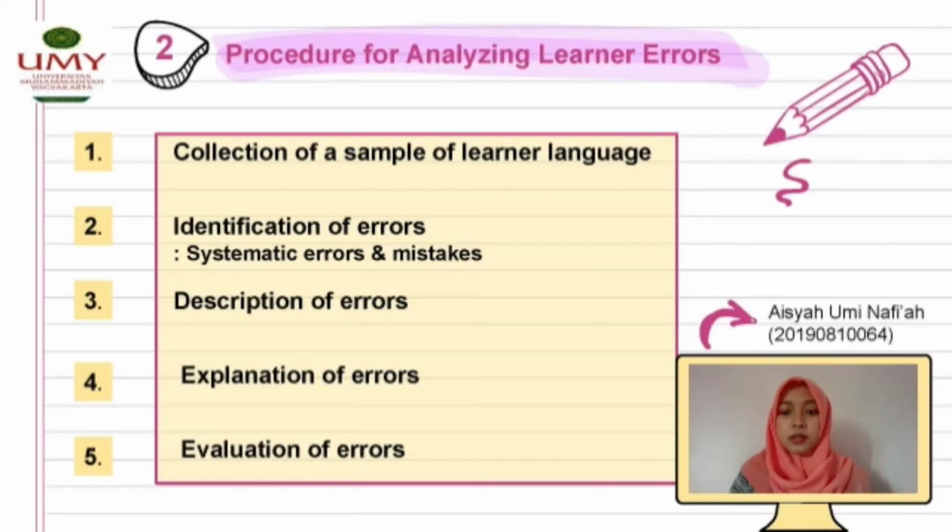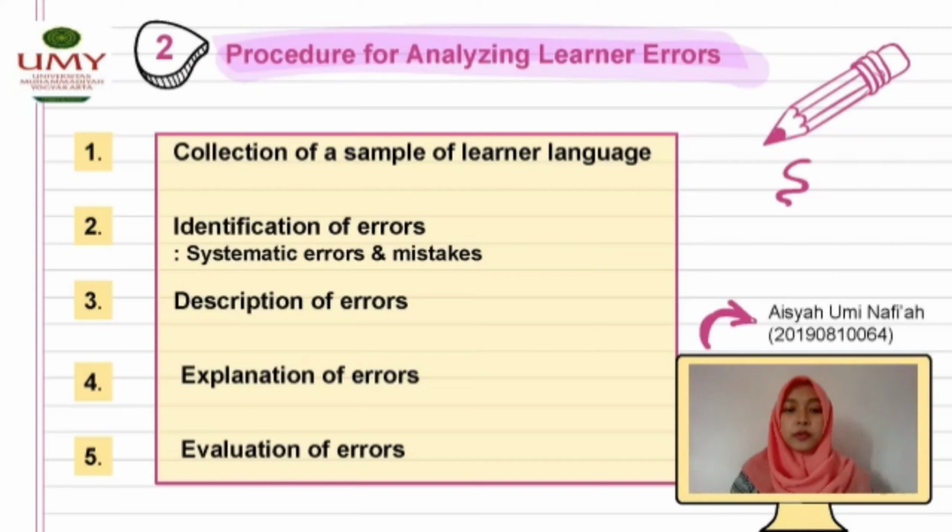The two things that most often result in errors are interlingual and intralingual. Interlingual means that the errors happen between languages, for example, when we transfer from the first language into the second language. While intralingual means that the errors happen from the learner's incomplete learning of second language rules.